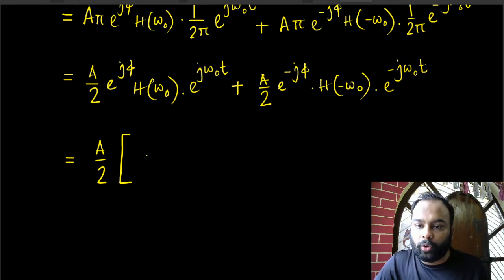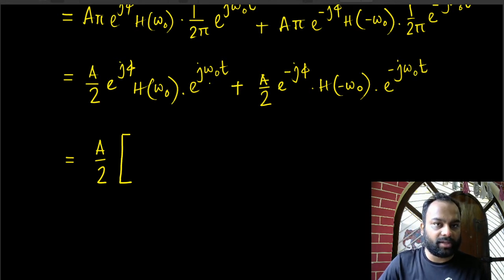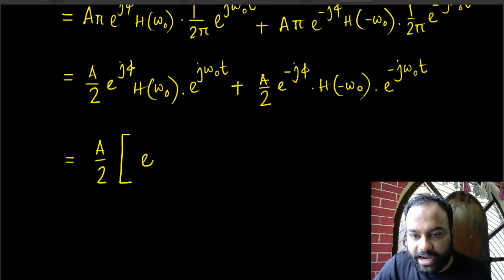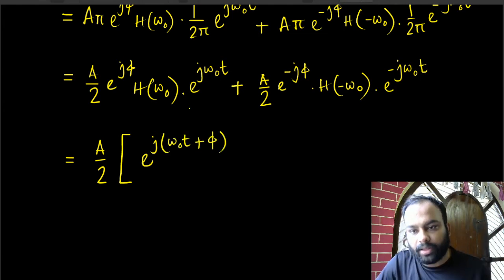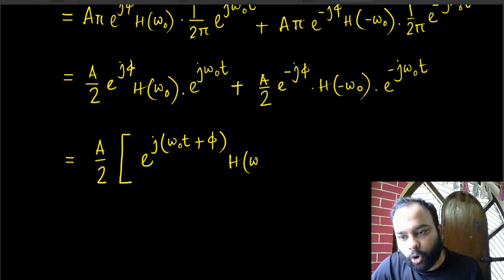Okay, I want to bring these terms together, these two terms together, e to the power j phi into e to the power j omega naught t. These two terms together, I want to bring them together. So I have e to the power j omega naught t plus phi, and then I have h omega naught.